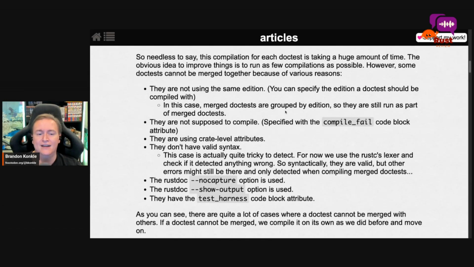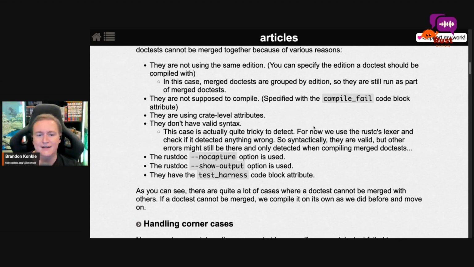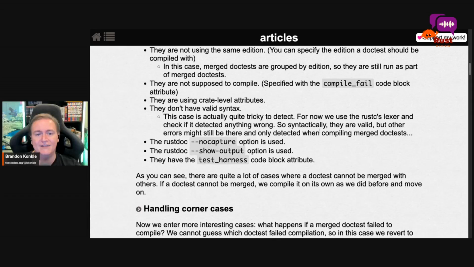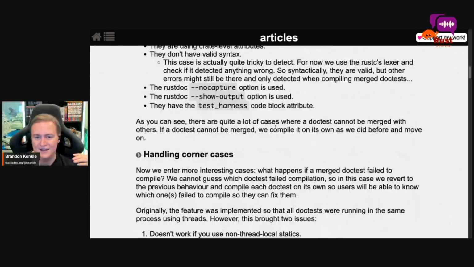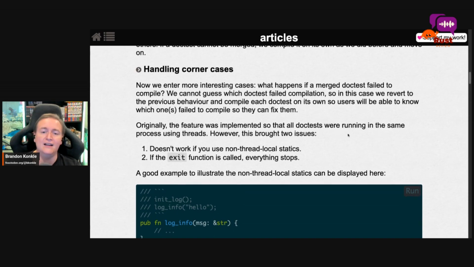And he talks about how there's all kinds of things that can come up with these doc tests that could be a problem. They might not be using the same edition. You can specify the edition a doc test can be compiled with. Sometimes these examples are bad examples. They're supposed to not compile, so you need to have a compile fail attribute on it. And so you can't combine that with one that is supposed to compile. There's all kinds of different things that go into why you can't just easily combine them together. But in a lot of cases, you really can.